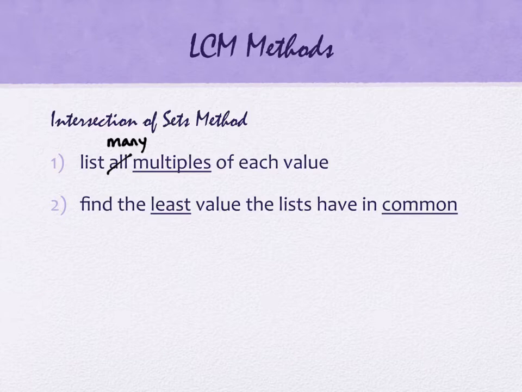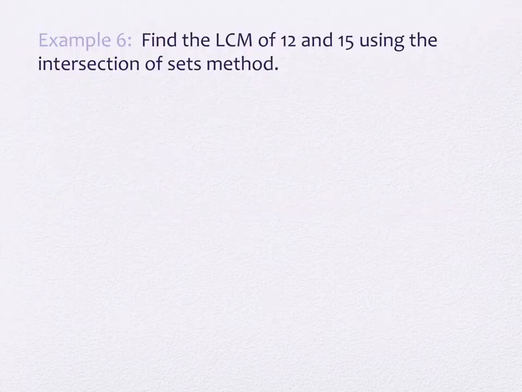Multiples, and then you find the least value that the lists have in common, because it is the least common multiple. So our example we're going to do is 12 and 15. So when I list the numbers 12 out, I start with 12.